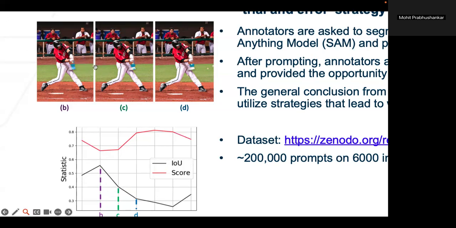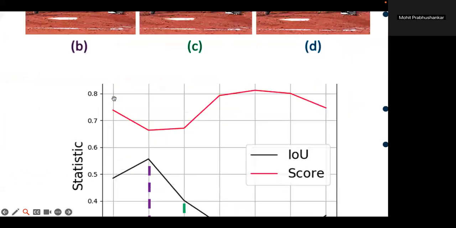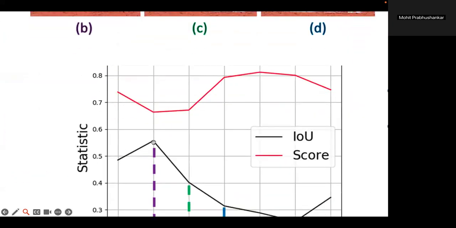The way SAM works, if you haven't tried it, I would advise you to. It's a very nice model. It's available on Meta's website. If you put a green point, which is an inclusion point, it basically segments that region. And you can then put a red point and leave that region out. So initially, some person started off with B here. They put a green point here, and there is a green point here, which implies that the bat has been segmented correctly. It had a mean intersection over union of around 0.55.